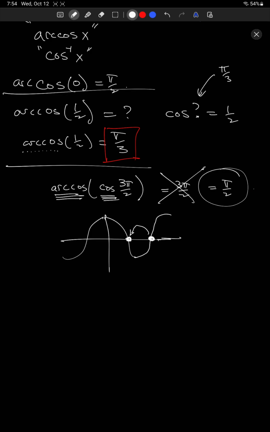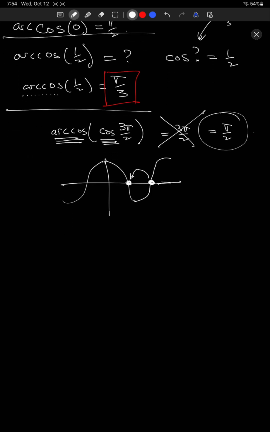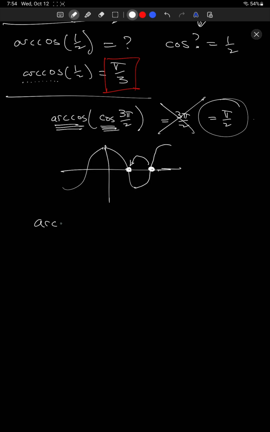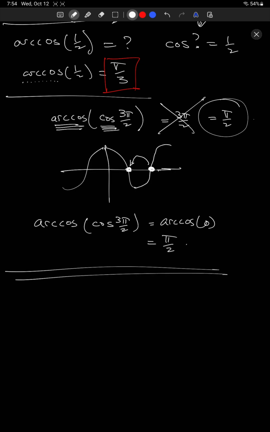Again, if you just want to brutally compute, you can. Cosine of 3 pi over 2, because of the picture, is 0, so we have arc cosine of 0. And then now you just think, cosine of what is 0? And that what has to be between 0 and pi. And so again, you get pi over 2. Okay, so that's just a small thing that we have to be a little careful about.